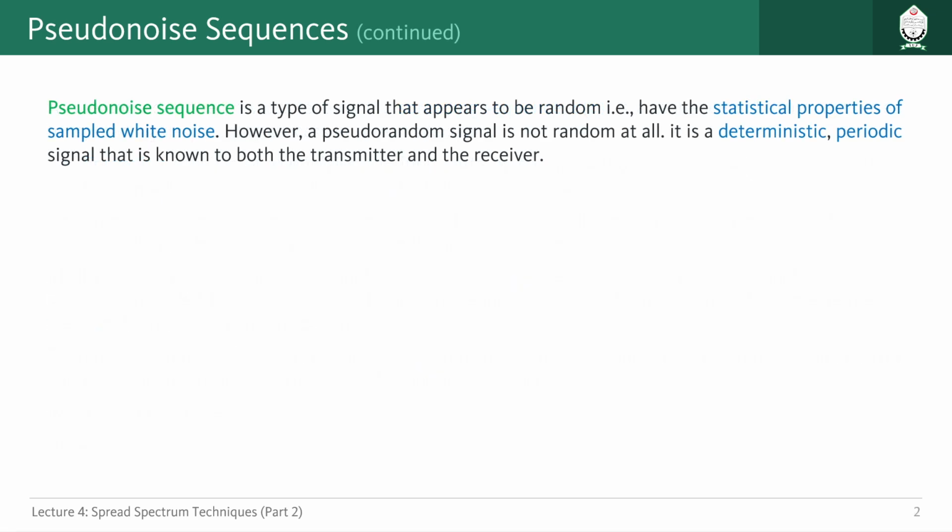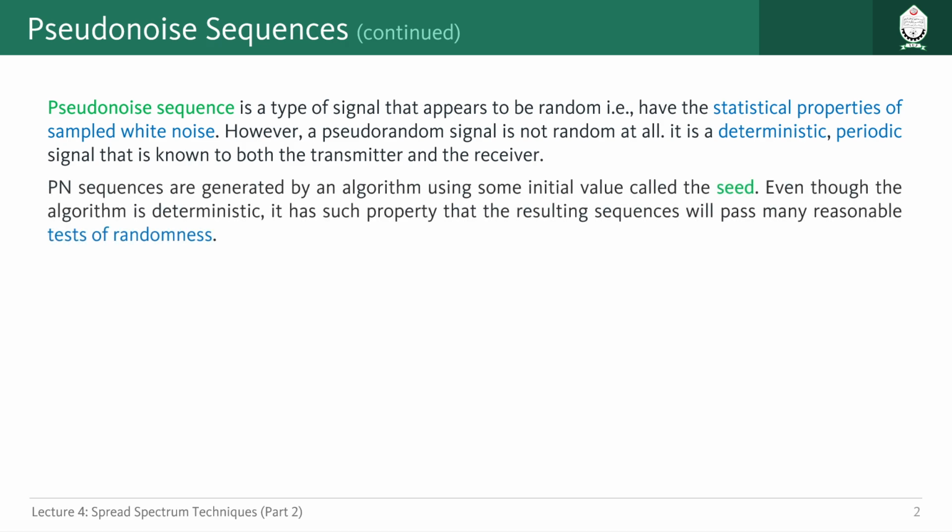Now, what is a pseudo-noise sequence? A pseudo-noise sequence is a type of signal that appears to be random. That means it has the statistical properties of a random signal, but actually it's not random at all. It is a deterministic and periodic signal that can be generated at the transmitter, and using some initial knowledge we can generate the same signal at the receiver also.